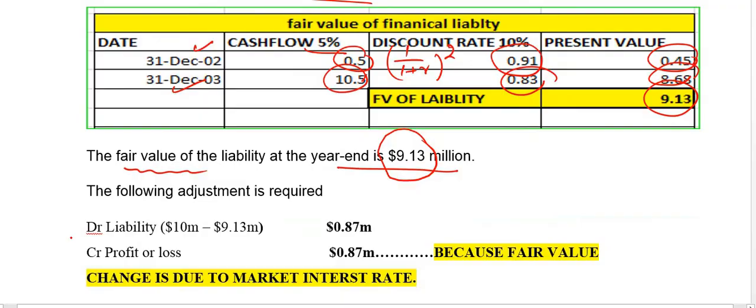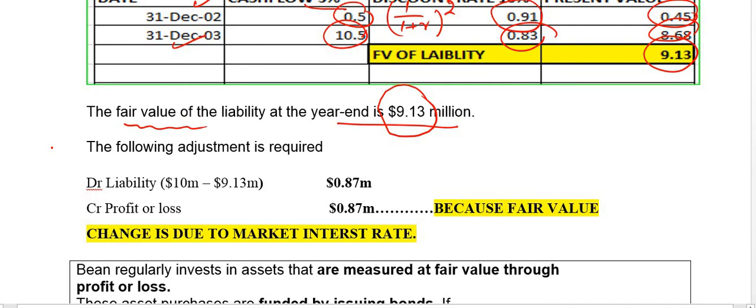Now the following adjustment is required. The liability has decreased, so it will be debited by this amount.